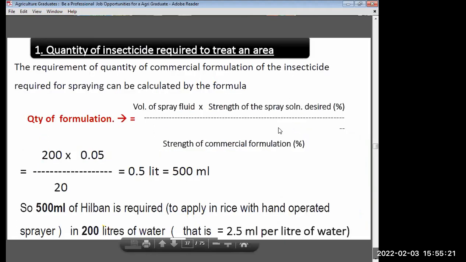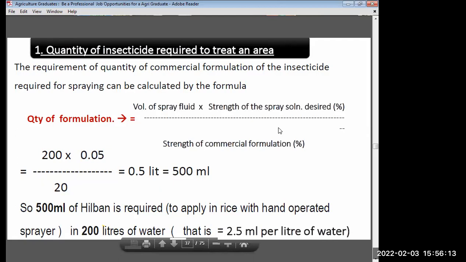Then we have to work out the quantity of formulation to be added. What is the quantity of formulation required to spray 1 acre? For this, the formula is volume of spray fluid into strength of the spray solution required, divided by strength of the commercial formulation. Here the commercial formulation is Hilban 20 EC. So put the 20 below that line. And above it, volume of spray fluid. We require 200 liters of spray fluid per acre, so 200 is put there. Then the strength of the spray solution required is 0.05. We must spray 0.05.